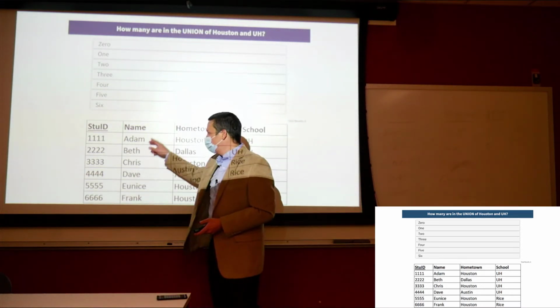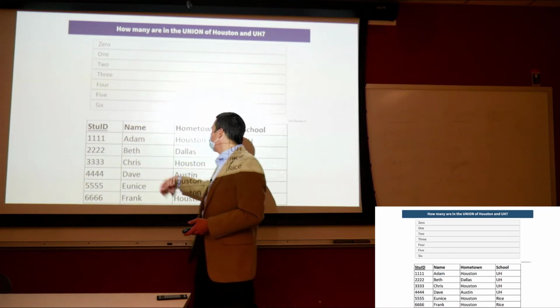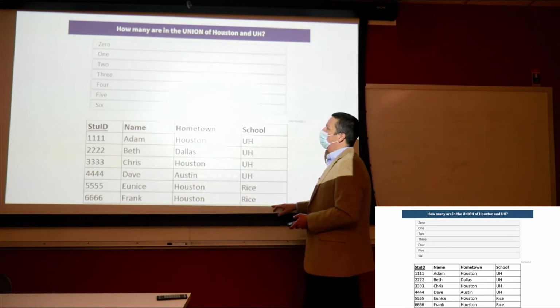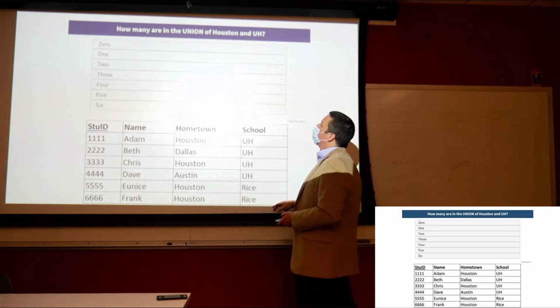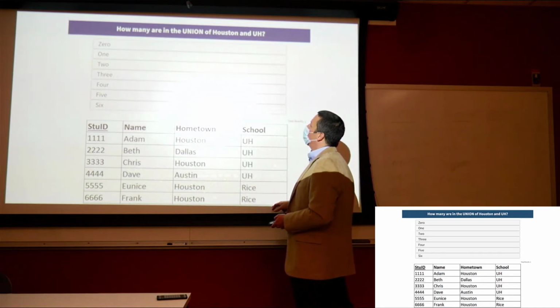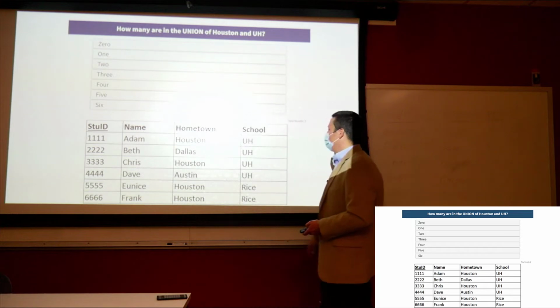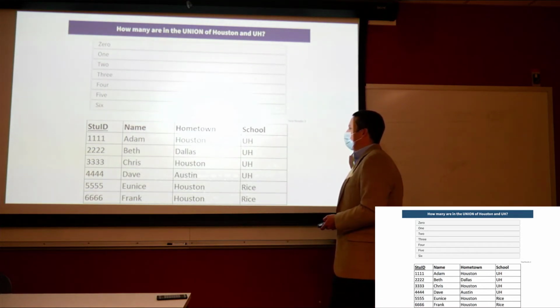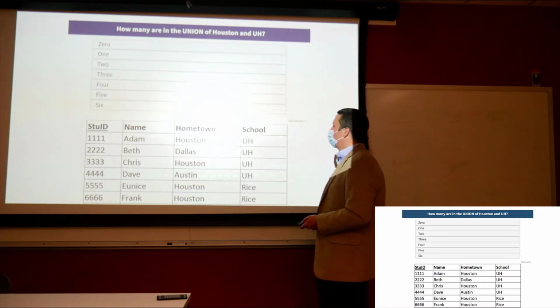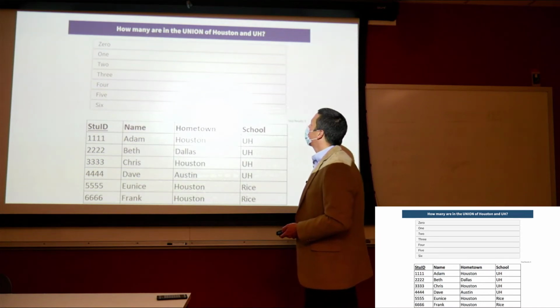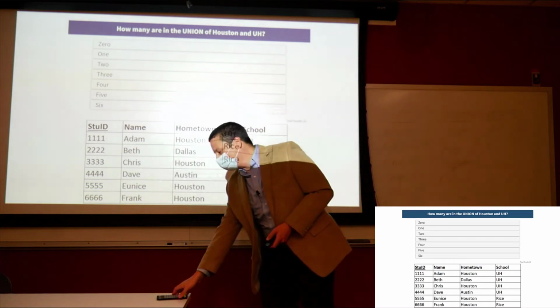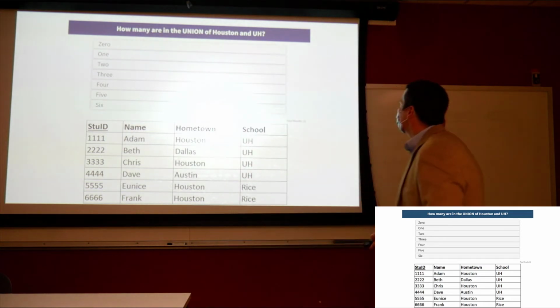So we have some sample data here. We have 6 students with student IDs, names, their hometown, and their school. So how many people are in the union of Houston being their hometown and they attend the University of UH? We're in the union, so they're either from Houston or they attend UH.